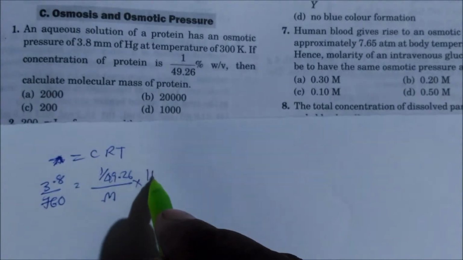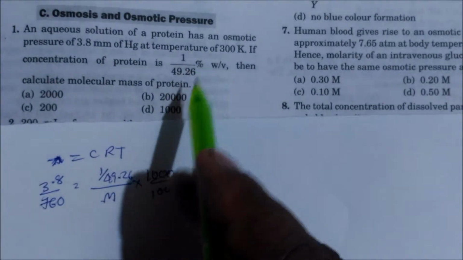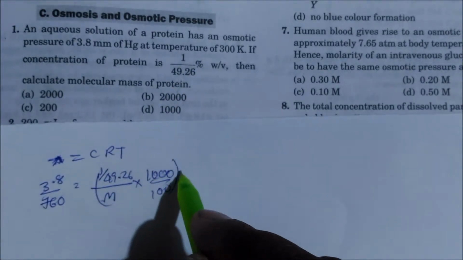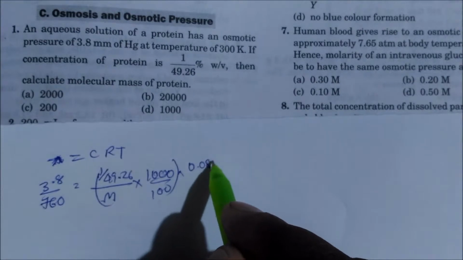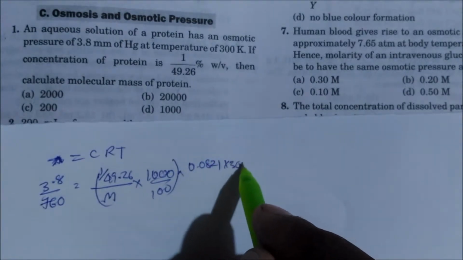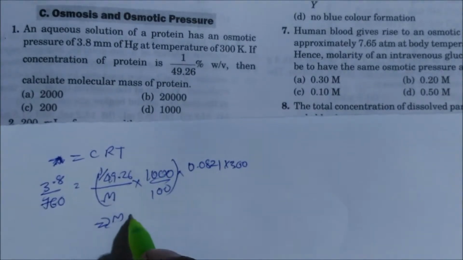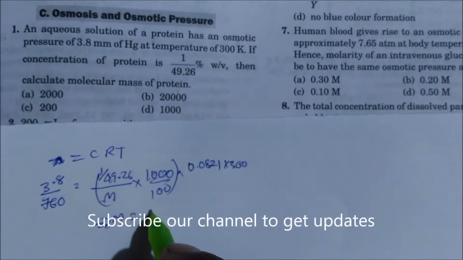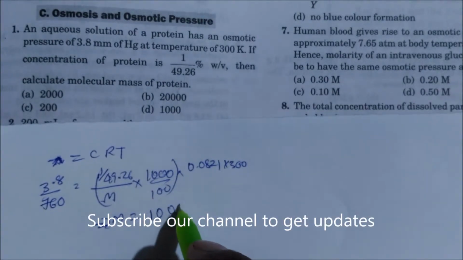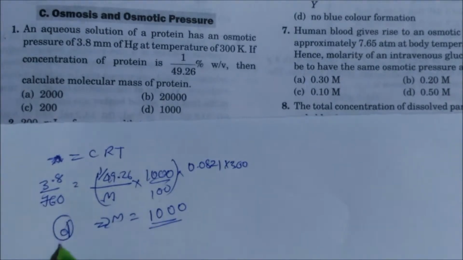So volume is 1000 and the weight per volume given is 100 grams. So this much divided by 100. This whole thing is C, and R is 0.0821 and temperature is given here as 300. So on solving you will get the answer for M. I got this answer, so this will be 1000. So our answer is option D.